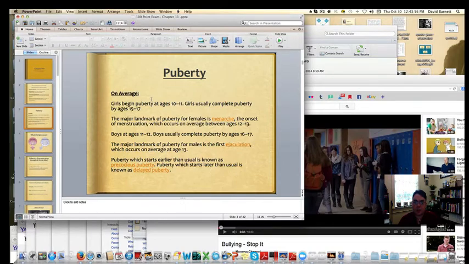Puberty which starts earlier than usual is also known as precocious puberty. Puberty which starts later is known as delayed puberty. We're going to focus on delayed puberty because there's a video coming up about that I think you'll find interesting, because most people just think, well, everybody comes into puberty, but there is such a thing as delayed puberty.